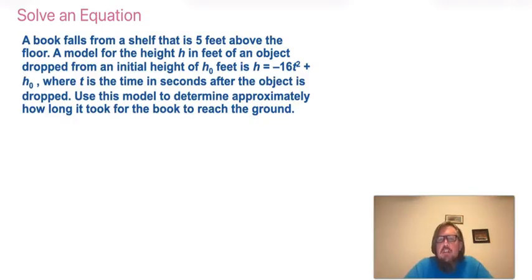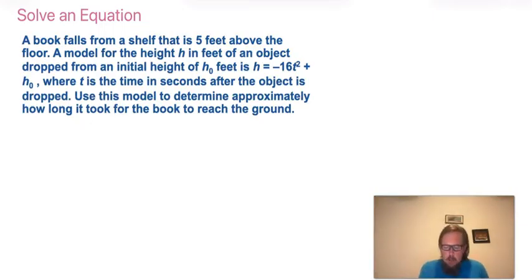A book falls from a shelf that is 5 feet above the floor. A model for the height h in feet of an object dropped from an initial height of h sub 0 feet is h equals negative 16 t squared plus h sub 0, where t is the time in seconds after the object is dropped. Use this model to determine approximately how long it took the book to reach the ground.